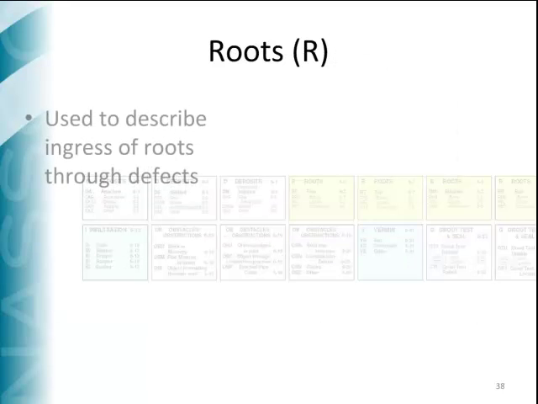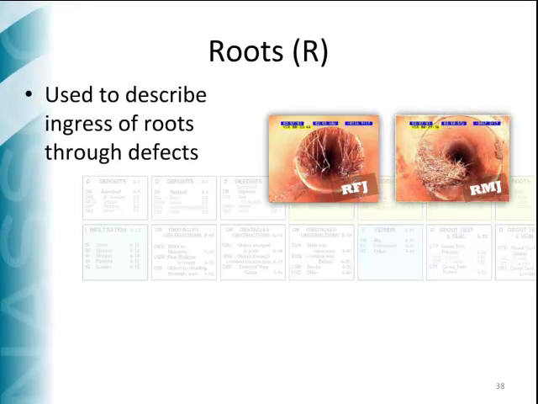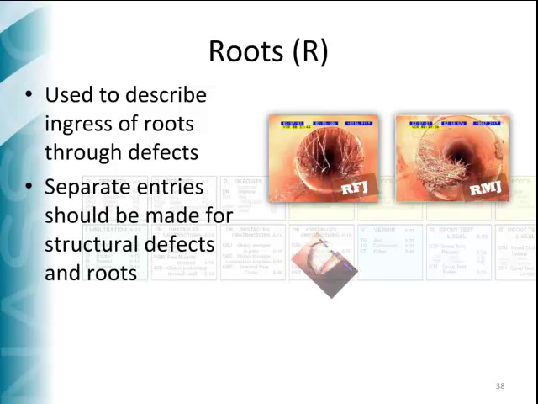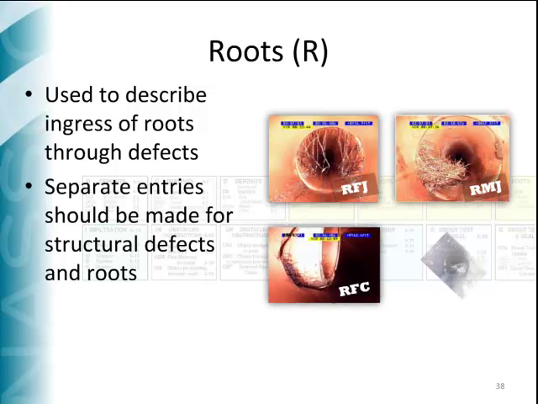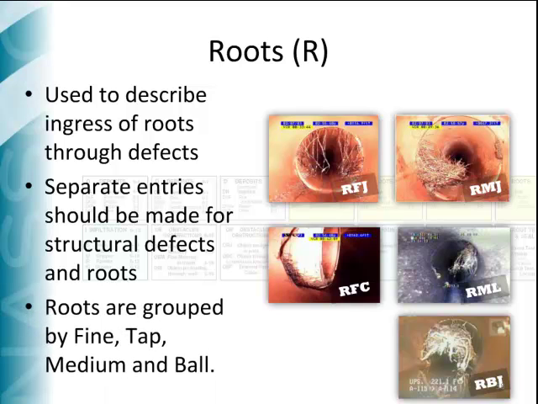The roots group of codes is used to record the various type of roots found inside a sewer. Roots often intrude through the defects along the pipe wall. Where there is a structural defect that enables a root entry, as in the case of a fractured pipe or a defective break-in tap, separate entries for both the structural defect and the roots should be made. Roots can be further classified in fine, tap, medium, and ball.